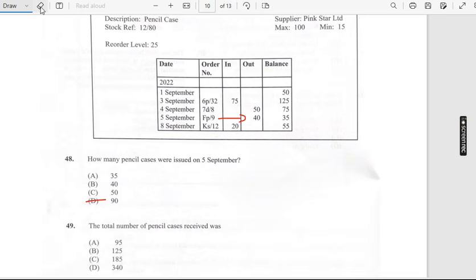No, this is wrong. It could not be 90 because it says in. There was a pencil issue, 40 issued within the order in. That was the order on September 5th. There was 40, and there was in and out. So out was 40 pencils issued, and then the balance was 35. And it asks how many pencils were issued on the 5th. So on the 5th, it would be 40. It would not be changed.